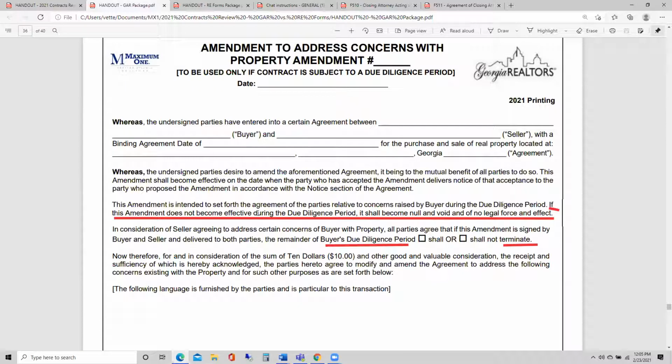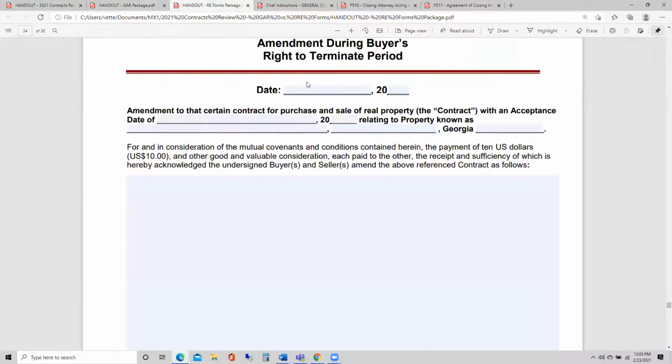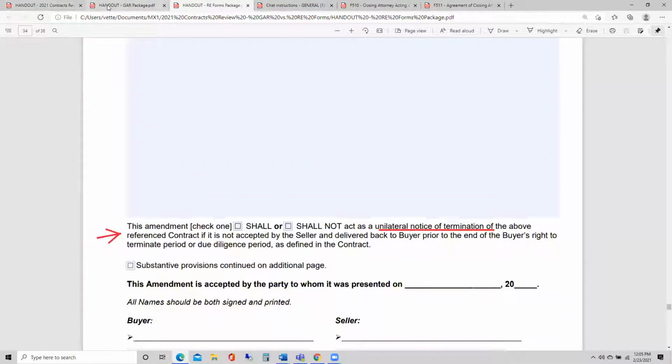So if you are going to go past your due diligence period and the buyer and the seller do agree on repair issues or anything that the seller is going to address with the property, you would do that on a general amendment, not on this amendment, because this amendment, if it is not signed before the end of due diligence, there are no obligations of the parties; it's null and void and is not part of the contract. That verbiage is not included on the RE amendment to address concerns.